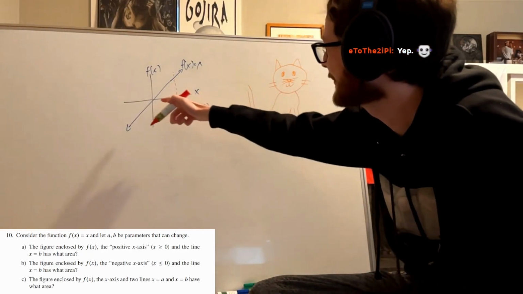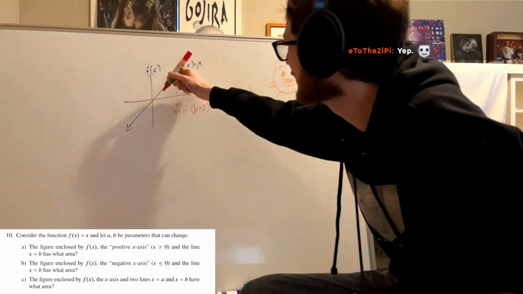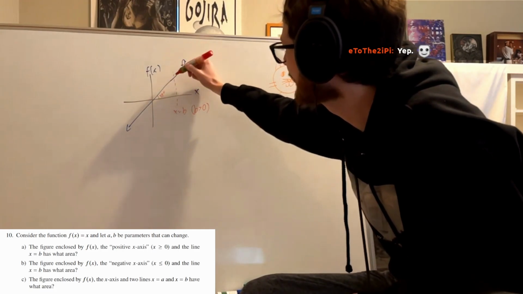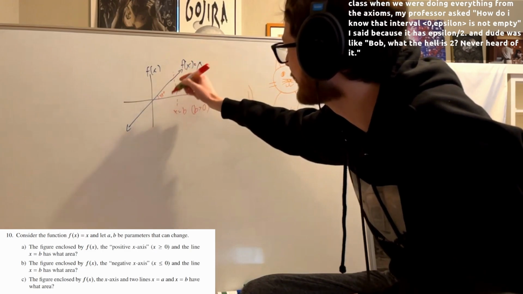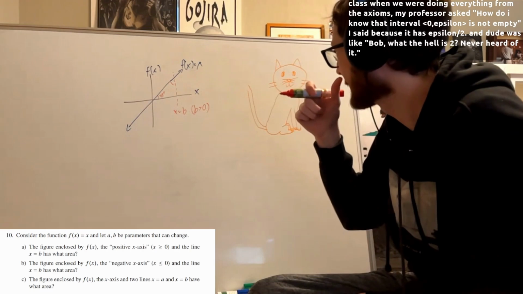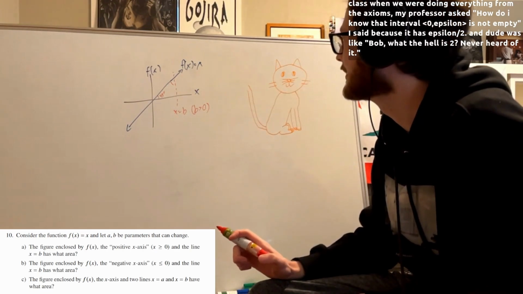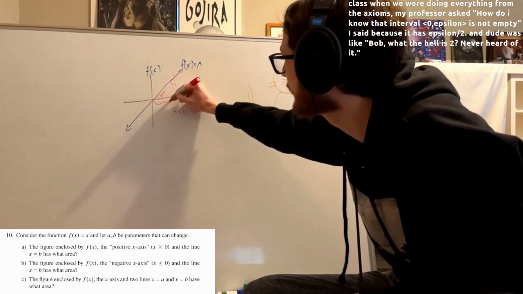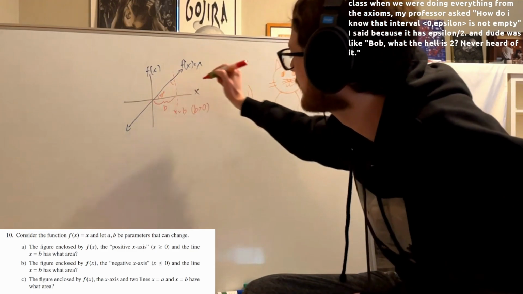So f of x equals x makes a 45-degree angle with the x-axis, and that's a 90-degree angle, so this must also be 45. We know the distance from the origin to the line x equals b is b.